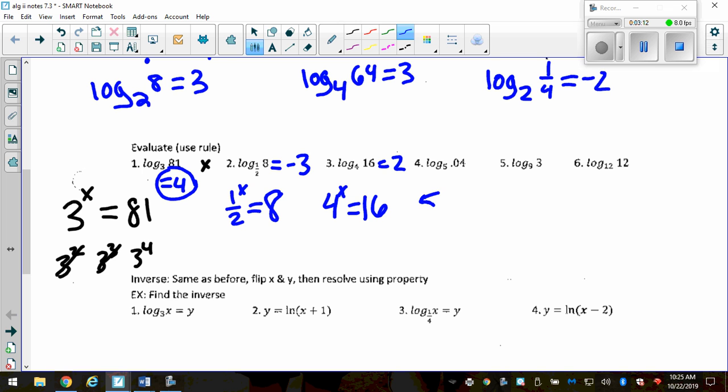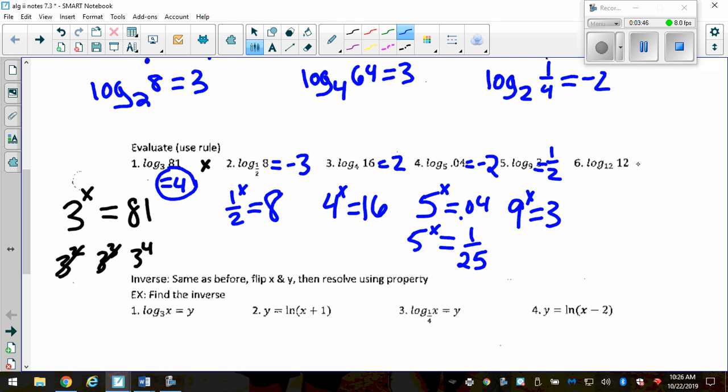For number 4, we say 5 to what power gives you 0.04? You might not know what 0.04 is, so you're going to want to write that as a fraction. So this is 5 to the x equals 1/25. And just like on number 2, if it's a fraction and a whole number, it has to equal a negative. You're saying 5 to what power gives you 25? That's a 2. See if you can figure out number 5 and number 6 for me now. So you should have correctly said 9 to what power equals 3. That is a 1/2 power. And then 12 to the power of 1 will give you 12.